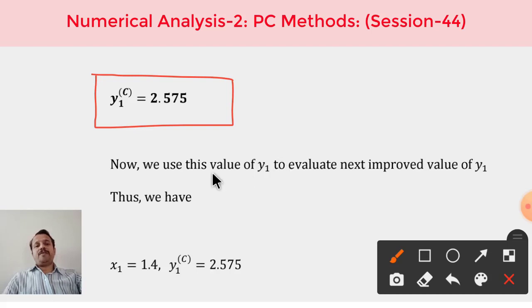So this is the corrected value. This is the first correction. This is not the final one. It is still the first order correction. Only the first correction we have done. First correction to the earlier approximated value, that is a predicted value of y1. So now we have the provision of going for the next improvement of the value of y1.